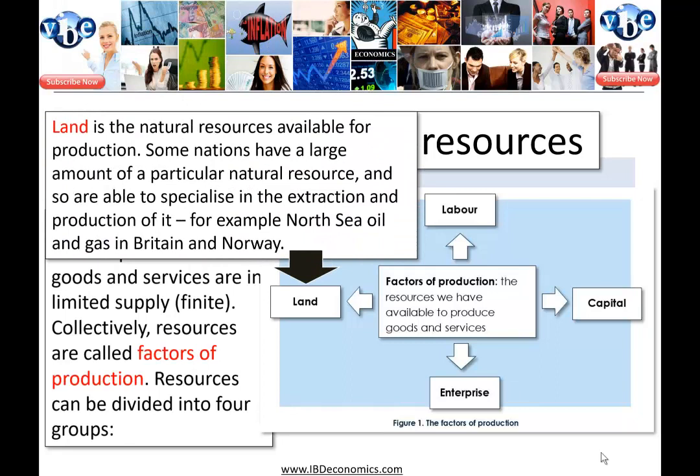The definition for land is the natural resources available for production. So it doesn't just refer to physical space, the land that we walk over. Some nations have a large amount of a particular natural resource and they're able to specialize in the extraction and production of it. And a good example would be North Sea oil and gas in Britain and Norway.